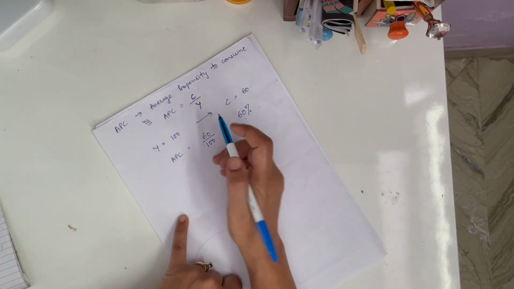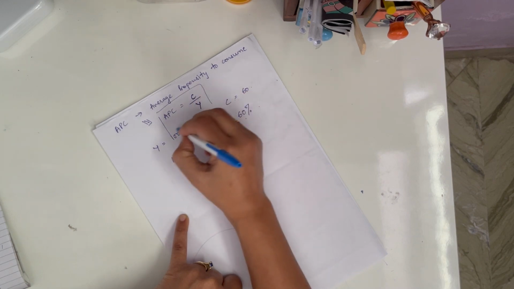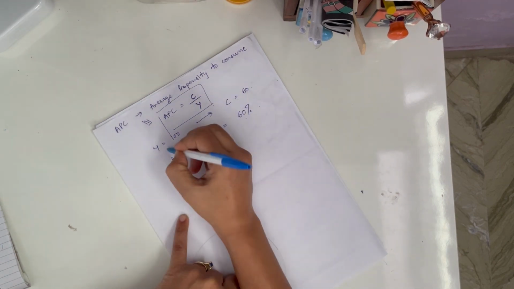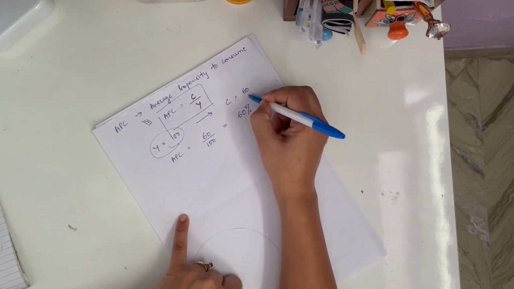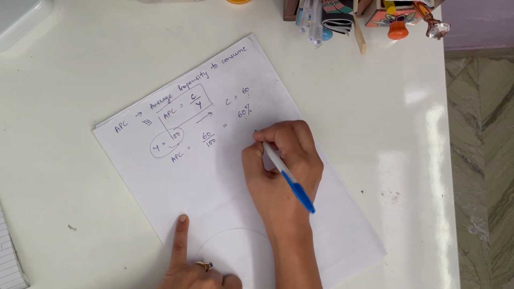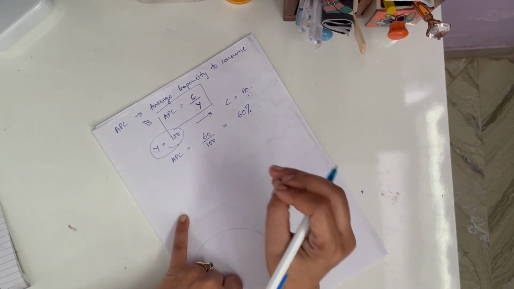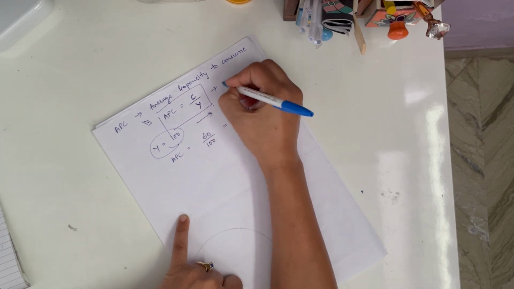That's the difference. APC is at a point. It just gives you this: at my income level of this, my consumption is this. So if my income level is 100, then 60% of that is consumed. This is at a point.